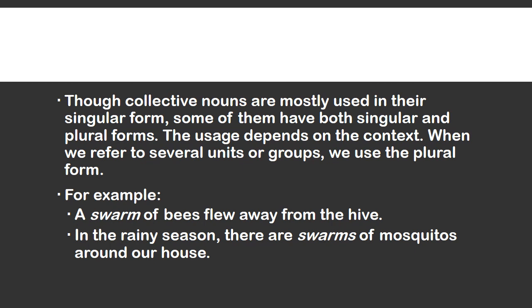Let's have a look at the examples for that. A swarm of bees flew away from the hive. Here, swarm has been used as a single unit. In the rainy season, there are swarms of mosquitoes around our house. Now, swarm is one unit consisting of many mosquitoes, but when there is more than one swarm, hence we used swarms.